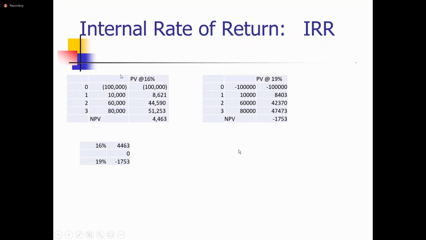I will simply explain. You have to calculate the NPV based on any guessing value. Simply I take 16% without any rationale, just what I feel. You can take 20%, you can take 10%, you can take 8%. Whatever the value is, it is a starting point, a guessing value. So I calculate the NPV at 16%. It was 4,463.